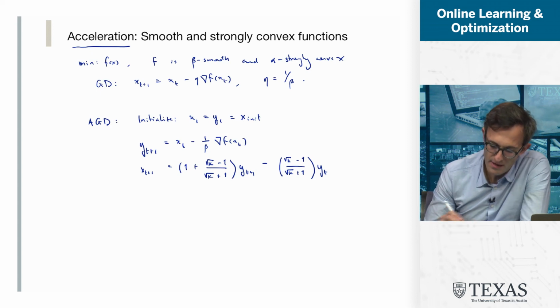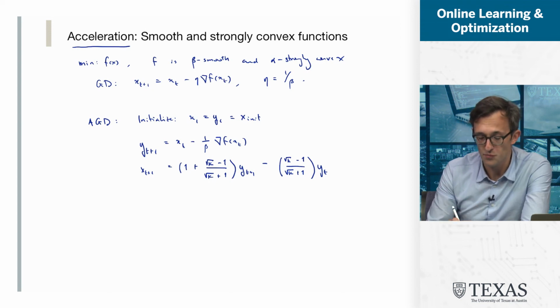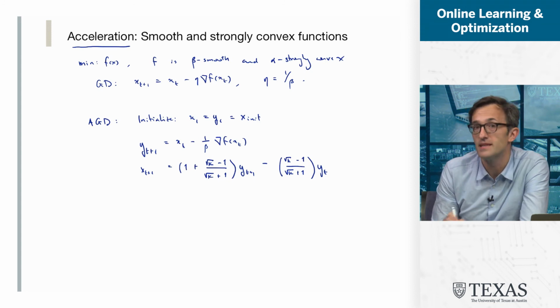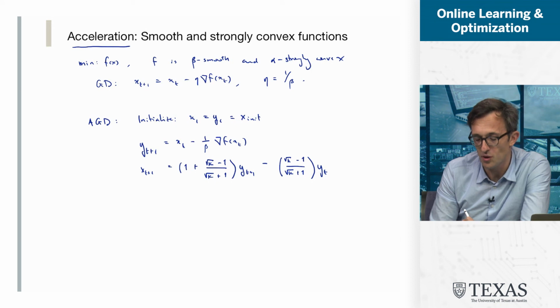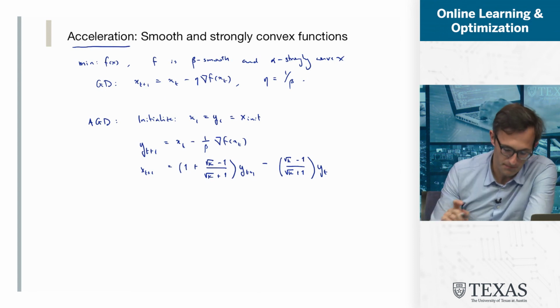So you see that x_{t+1} depends not only on x_t, but it also depends on x_{t-1}, because y_{t+1} is a function of x_t, and therefore y_t is a function of x_{t-1}. So x_{t+1} is a function of both of those. It's a function of the past two iterates, and that's exactly where the momentum comes in.